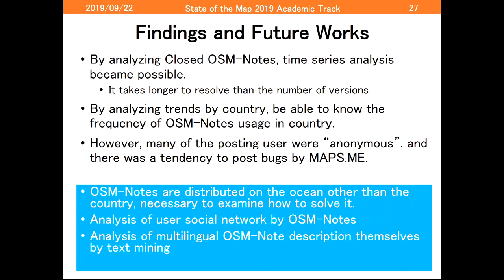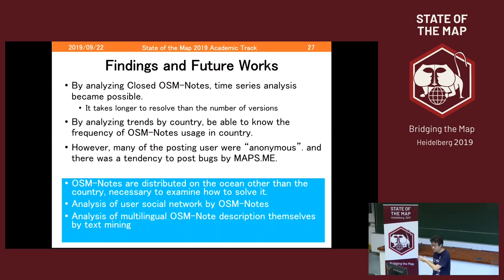However, many of the posting users were anonymous, and there was a tendency to post, for example, bugs and some mistakes in location, using, for example, Maps.me and also Facebook, etc. The smartphone mobile application tools. By the way, I think this is a very positive thing. However, anonymous posts make us think about the whole OSM community.